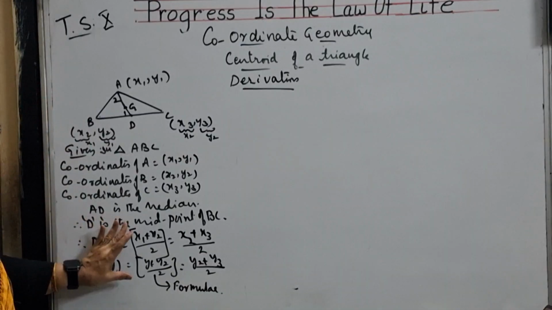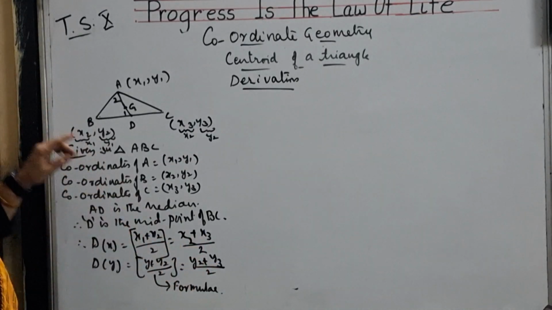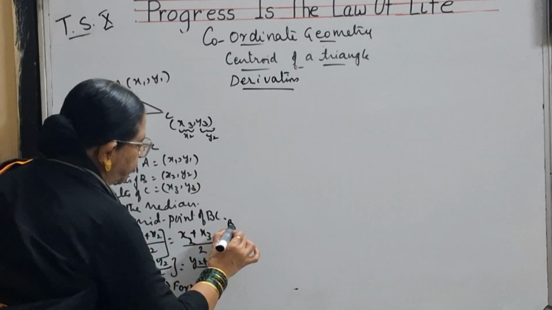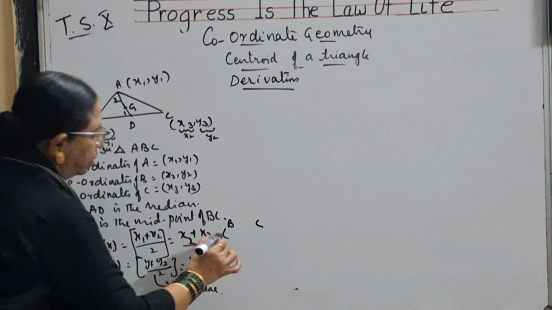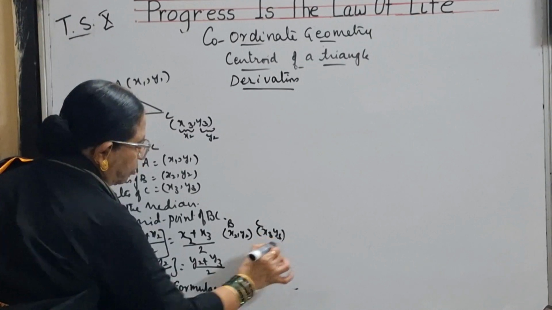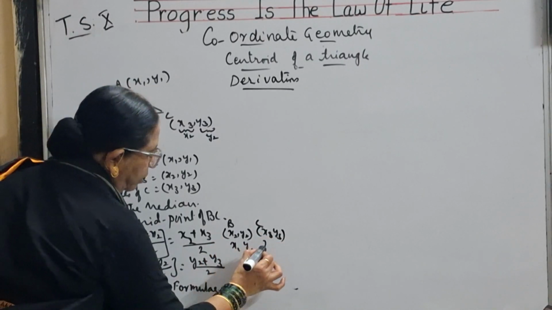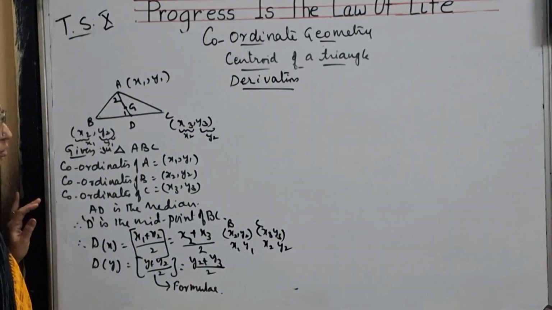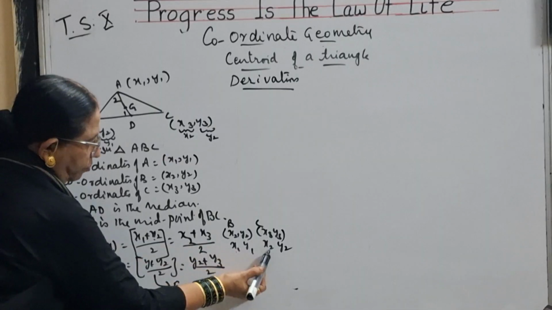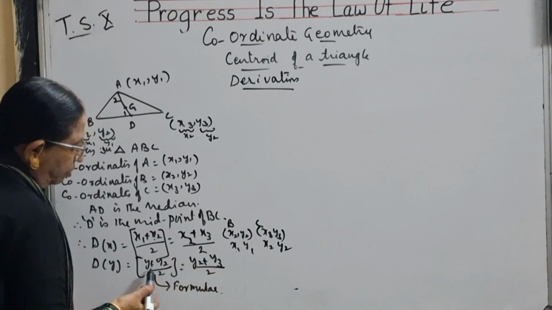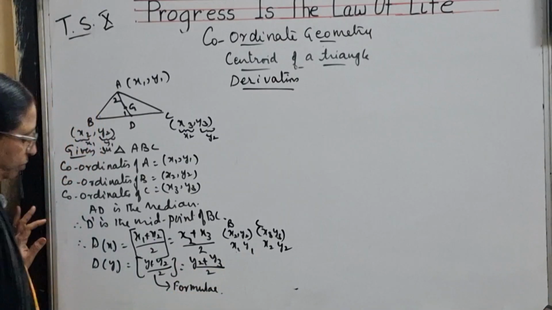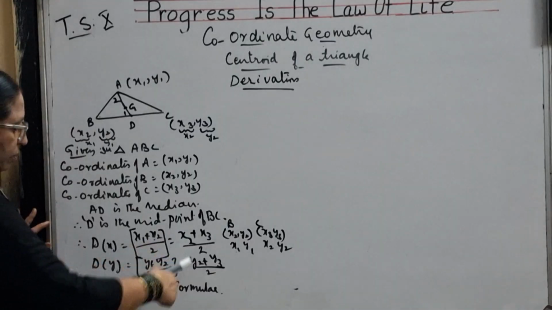These are formulae. Basing on the formulae, I have taken the values. Because now we are talking about the midpoint of BC, coordinate of B and coordinate of C. Coordinate of B is x2, y2. Coordinate of C is x3, y3. So this becomes x1, y1 and this becomes x2, y2. Don't get confused. That is why in the place of x1, I have taken x2. In the place of x2, I have taken x3 by 2. In the place of y1, I have taken y2. In the place of y2, I have taken y3 by 2. So D of x comma y is equal to this.